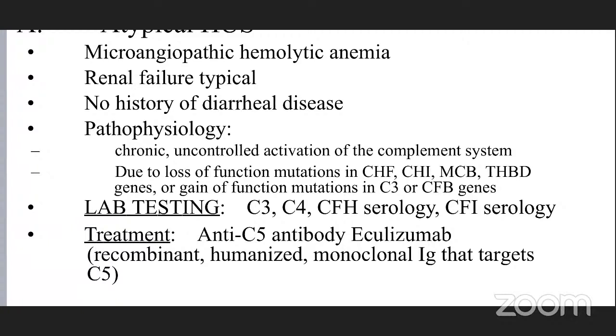For lab testing, usually nephrology will ask for C3, C4, CFH serology, and CFI serology. And for treatment, they give anti-C5 antibody, eculizumab, a recombinant humanized monoclonal IgG that targets C5. Usually this is an MCQ question, we just give it in MCQs, but usually this case is managed by the nephrology team.